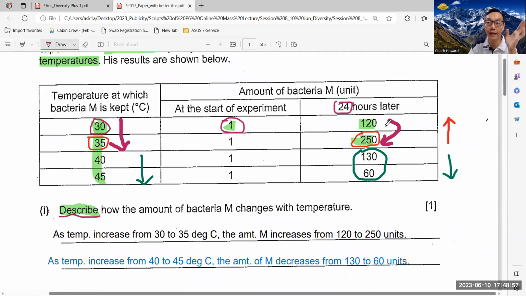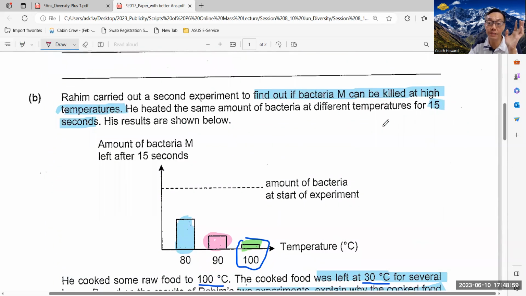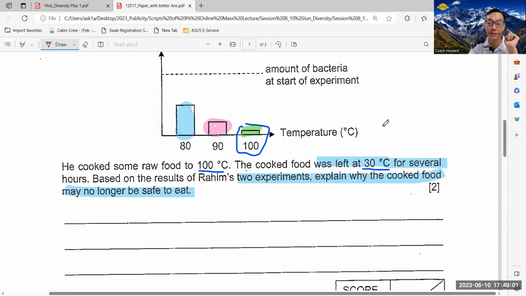Okay, if you divide by, because here they didn't say the several is how many. Okay, because they say left it at 30 degrees for several hours. Okay, several can be like 4 hours, can be 6 hours. Okay, let's say 6 hours. 6 hours, 24 divided by 6, right, is 4 times, right? Yeah.